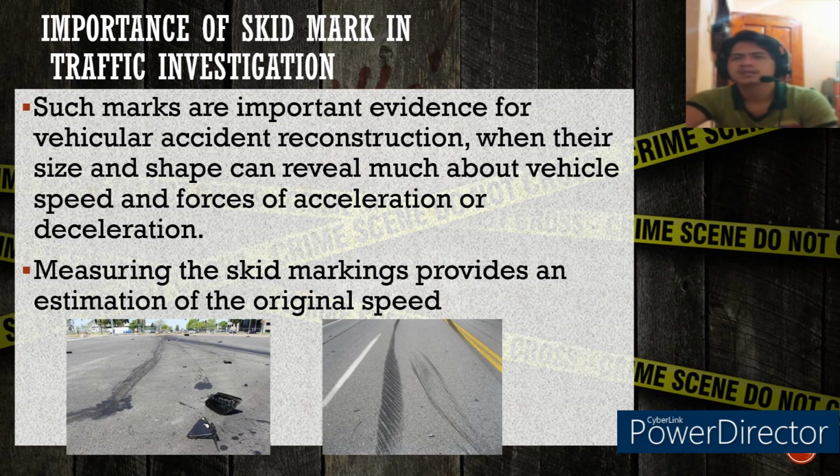So, tire marks can tell the investigator what the driver did or attempted to do prior to a collision. So, a point of impact or an area of impact can be determined by the skid mark, which is an extremely important part of the traffic investigation. So, measuring the skid mark provides an estimation of the original speed.